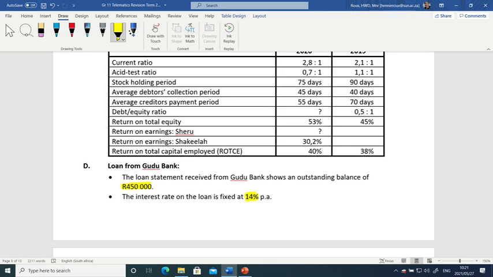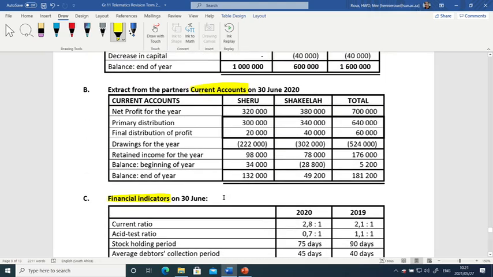Now the first question: calculate and comment on the percentage return earned by Sharu. And you have to use the average owner's equity. Now again, you must know your ratios. The earnings of a partner, as I showed you earlier when we did this note, will be his part of the net profit, which will be the primary distribution, the salaries, the interest, the bonus, plus the final. That is his earnings. That is his return in the business.